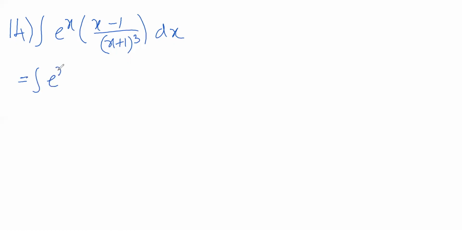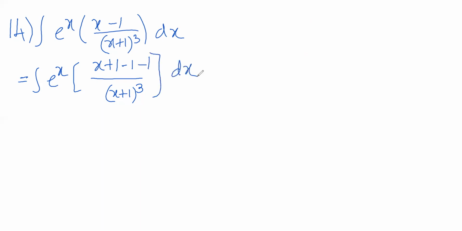Since the denominator is x plus 1, we'll make the numerator also x plus 1. So we are adding plus 1, and for compensation purpose, we are subtracting 1. So x plus 1 minus 1, and already we have the minus 1 here, minus 1 into dx. Can you understand this arrangement, adjustment?